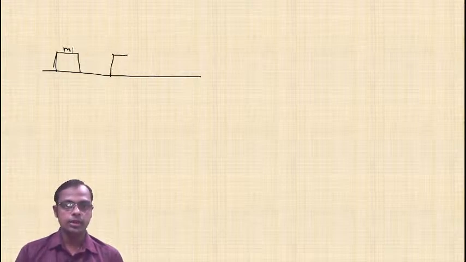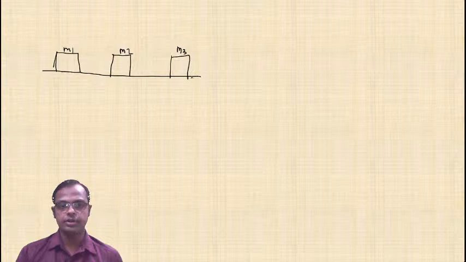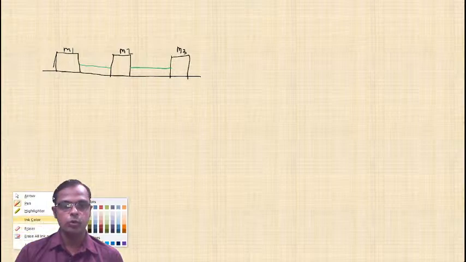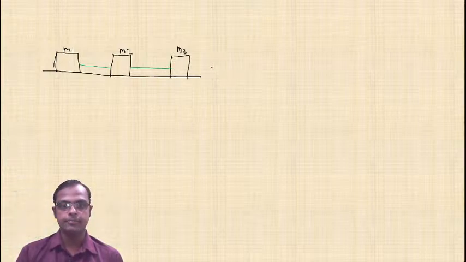Another body having mass M2, and one more body, say M3. You can draw any size, okay? So all the masses are different here. Same way, all these masses are connected with an inextensible string. So once again I'm drawing the inextensible string. Now someone is applying a force on M3 towards the right.